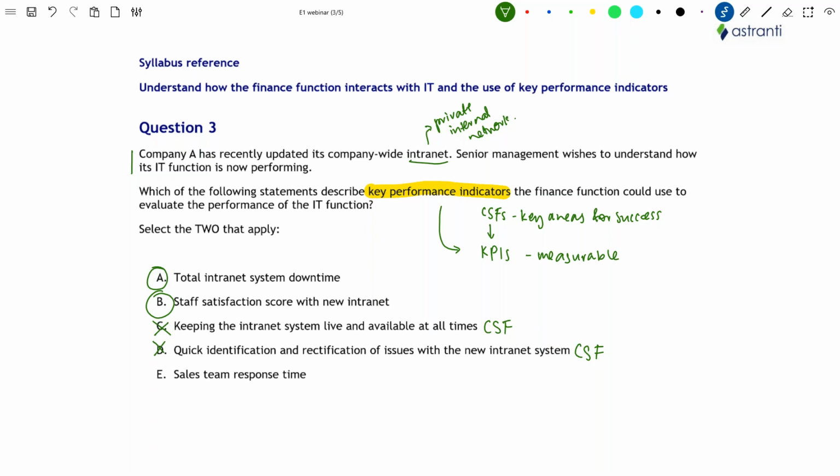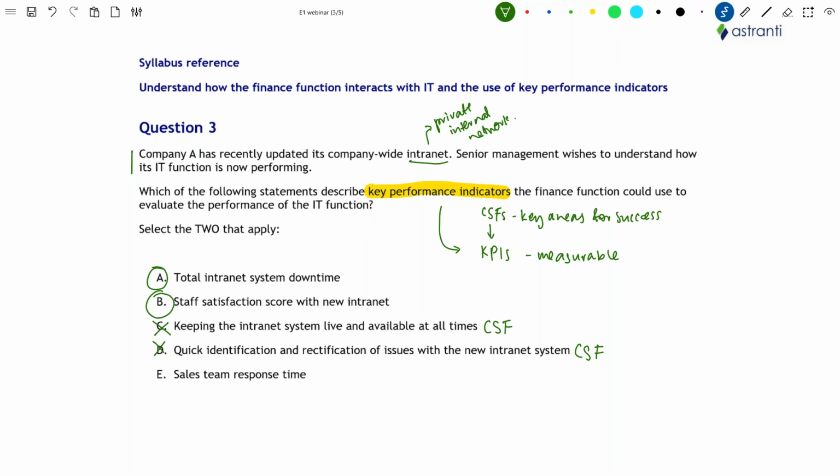And our final option, option E, sales team response time. Okay, well, in this case, it is something that's measurable. We've got time here. This would be minutes or hours or perhaps days. So it is something you can measure. But the big question here is whether it's related to something that the IT function has to do well. Well, this is related to the sales team. It's not something that's within the IT function's control.